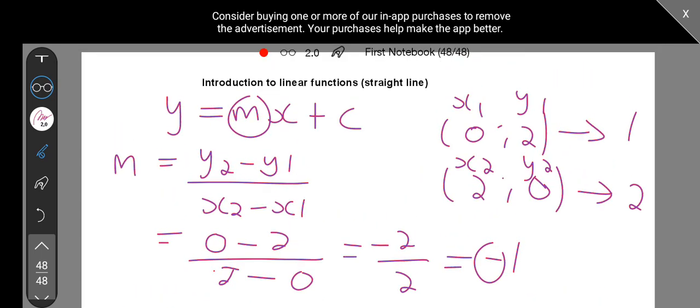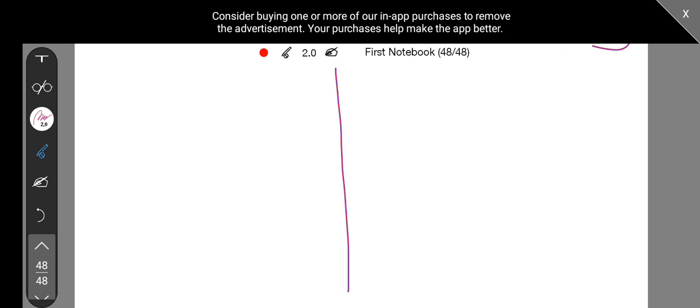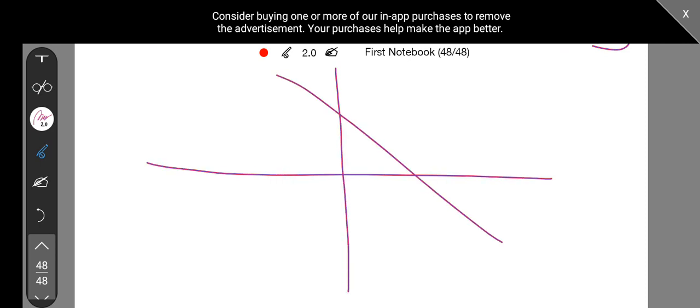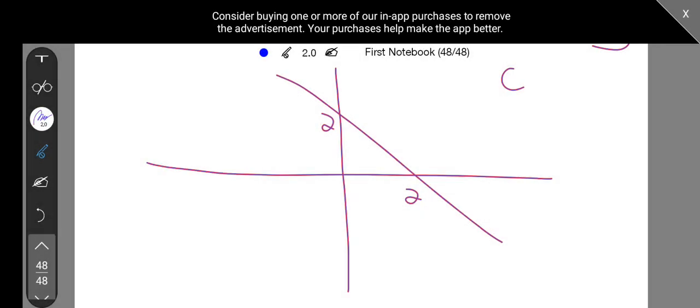And c is the y-intercept. Suppose you are given a graph, and you'll pardon my drawing. Suppose you are given a graph which is like this, and here you have 2. What is the y-intercept? We said that c is the y-intercept. That's where we read the value of c. In this case, c is equal to 2. I hope it is clear. So c is the y-intercept. This is where you find the value of c.